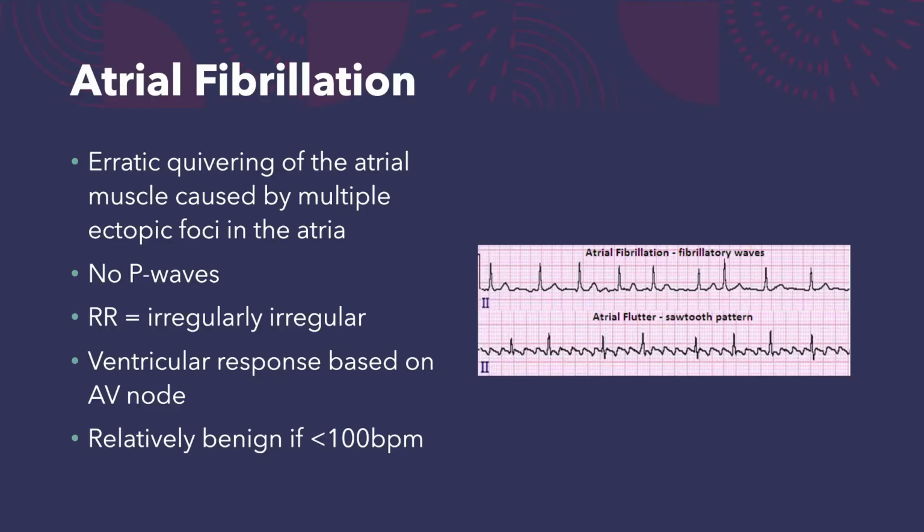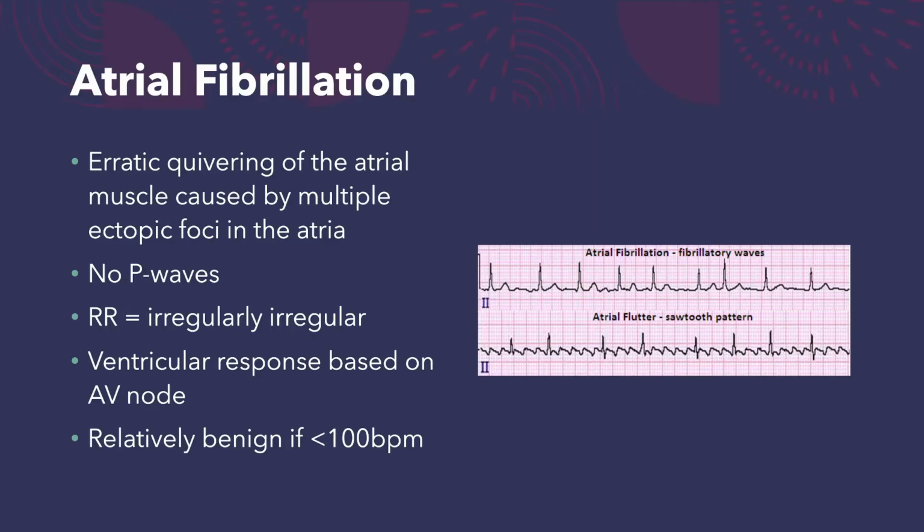Atrial fibrillation is a problem that needs to be addressed. Your likelihood of stroke and heart attack goes up significantly with atrial fibrillation. It's an erratic quivering of the atrial muscle caused by multiple ectopic foci in the atria. So the SA node is no longer pacing the heart. There are no regular P waves, and the RR interval is irregular.